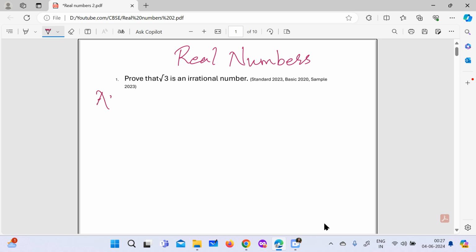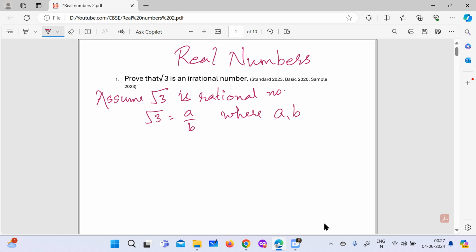So assume root 3 is rational number. So if root 3 is rational number, then we can write root 3 is equal to a over b, where a and b are co-primes. Co-prime means they don't have any common factor other than 1. So their common factor is just 1. Now you see that we have taken root 3 is equal to a over b.